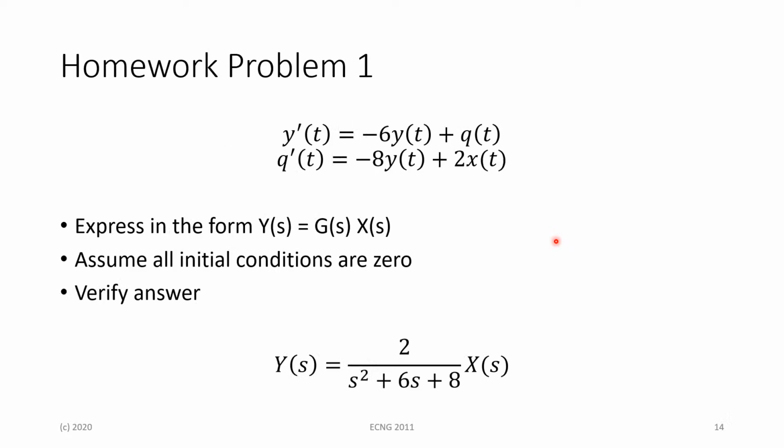Now, for homework, I want you to attempt solving these two differential equations to obtain a Y of s equation and an X of s equation. The answer is given to you here to verify that you did the steps accordingly. So, for homework, attempt getting this in the form of Y of s equals G of s, X of s, and basically you will get the end result being this form here. You also have all the initial conditions being 0 when you transform these equations into the Laplace domain.